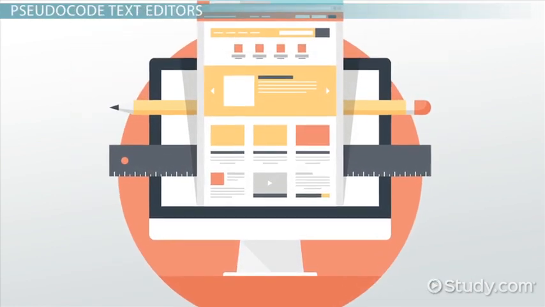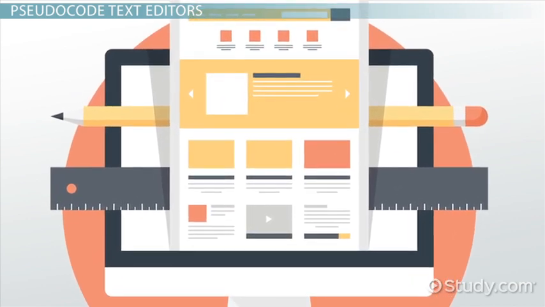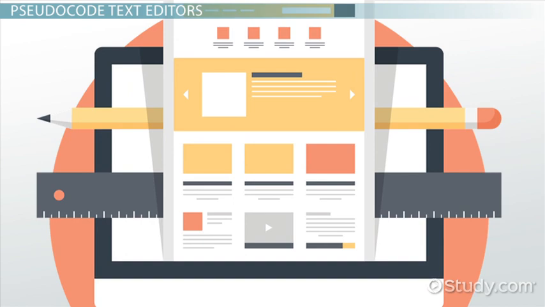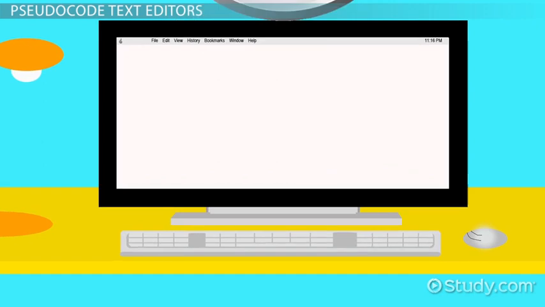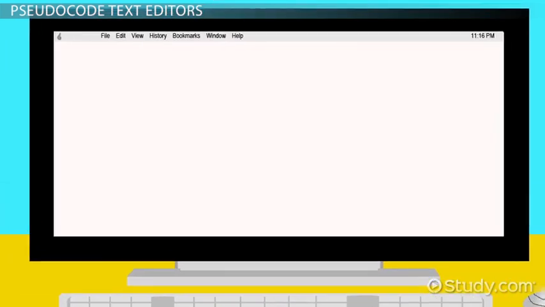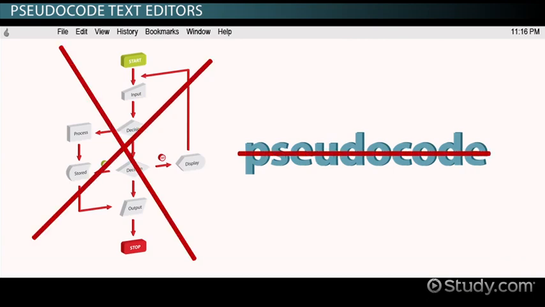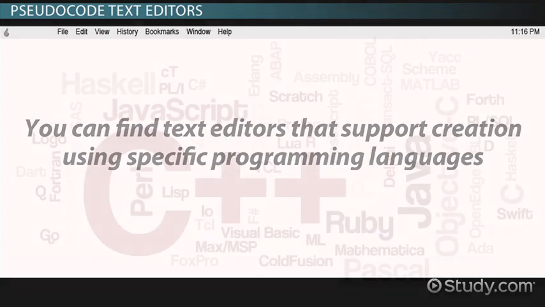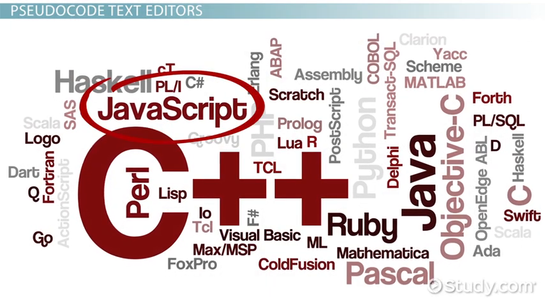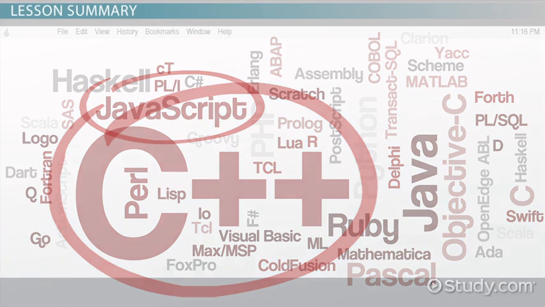Although pseudocode is not standardized and you can use any document creating application or software to create it, there are some text editors out there to help you organize your programs. If you're a perpetual procrastinator, you may wait until the last minute to do your work, so that may not leave a lot of time for pseudocode or flowcharts. You can find text editors that support creation using specific programming languages. For instance, some text editors may support Java, while some may support C++.